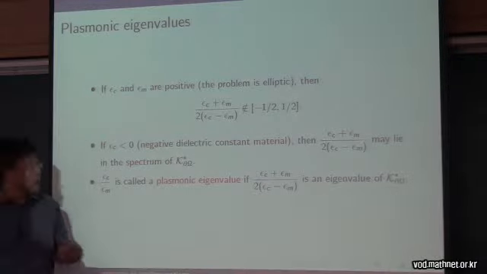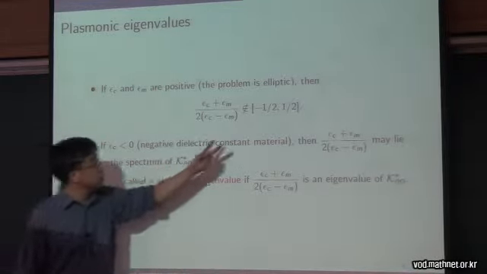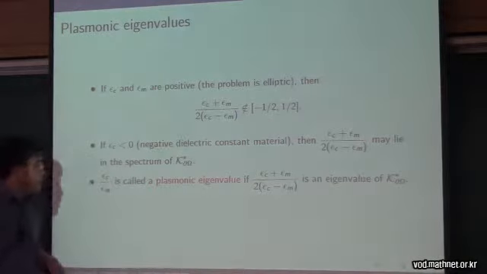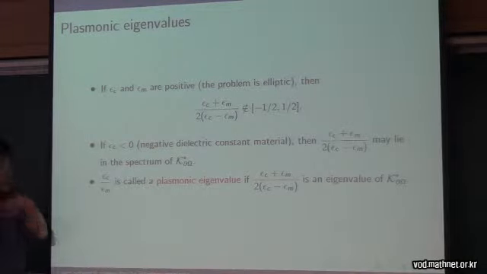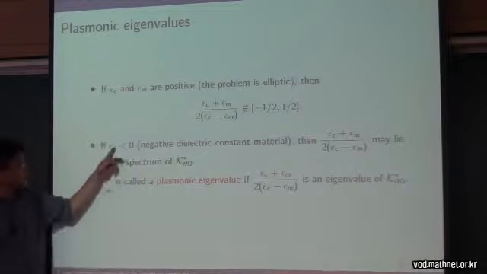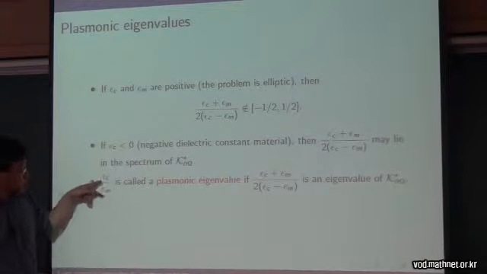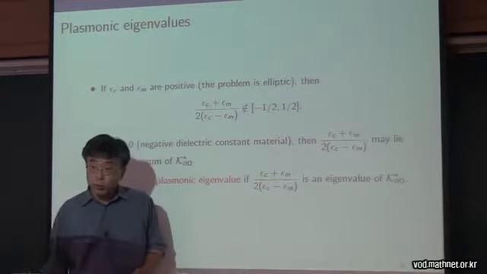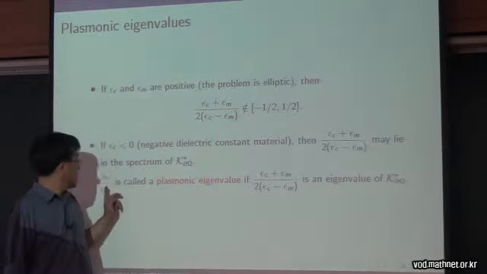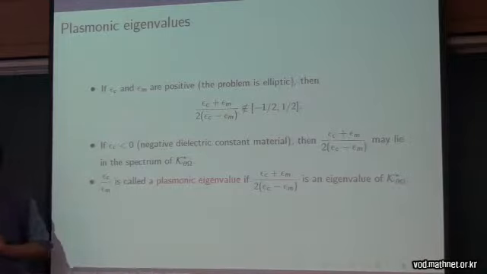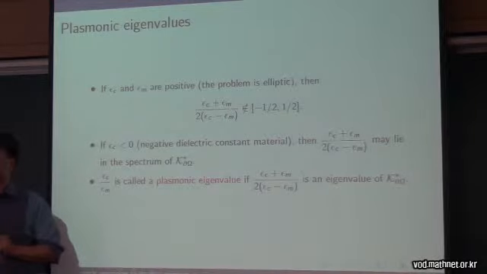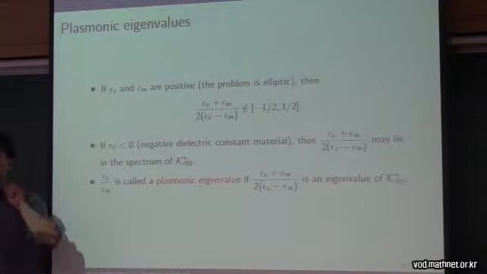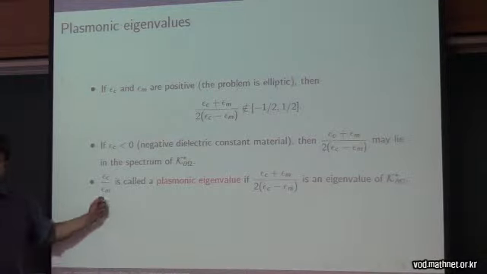We are looking at the inside of the spectrum. And in physics, if this number is negative and is an eigenvalue of this operator, the Neumann-Poincaré operator, then this number is called the plasmonic eigenvalue, or the plasmonic resonance. These things happen if it is negative.